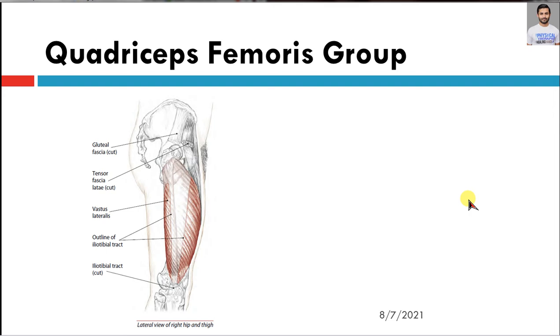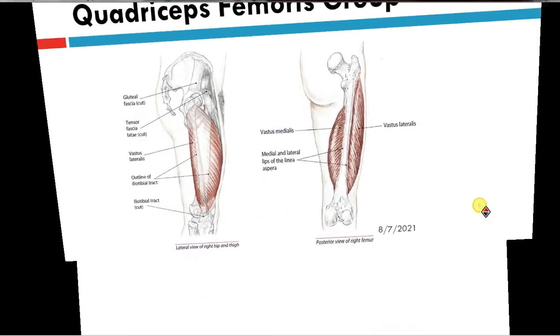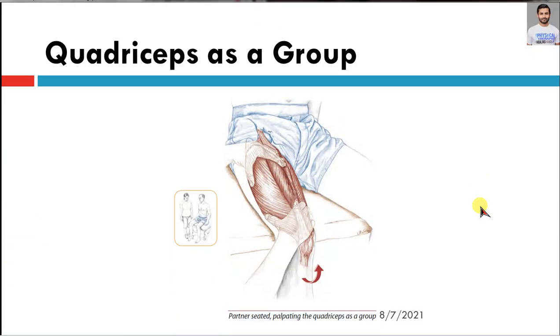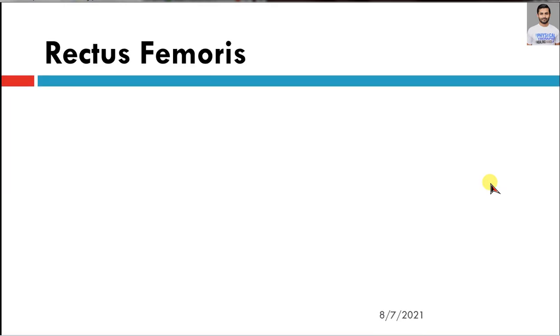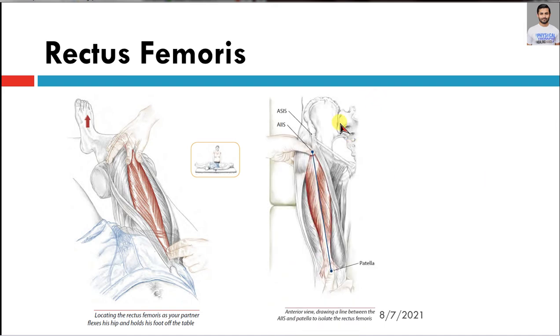Here you can see the quadriceps femoris group collectively: vastus lateralis and vastus medialis. Quadriceps as a group can be palpated if your partner is trying to extend the knee against resistance. The rectus femoris being the midline muscle, hence it is easy to palpate this muscle in the midline while trying to resist the knee extension. And it runs just below the anterior inferior iliac spine to the patella.